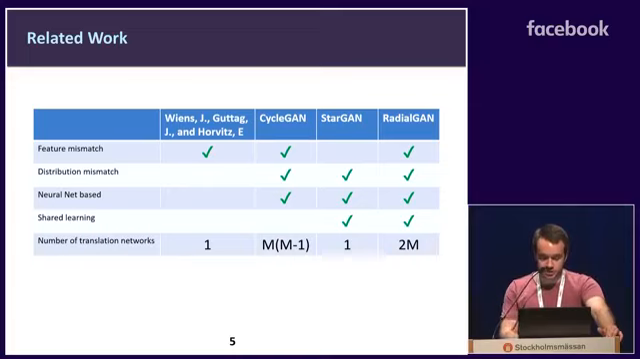You can also see across the bottom there that the number of networks required in a CycleGAN is on the order of m squared, whereas you can see our method is linear in m. And so the number of parameters is much smaller, and so the amount of data we need to train our networks is much smaller. And this is because of the shared learning that I was just mentioning.